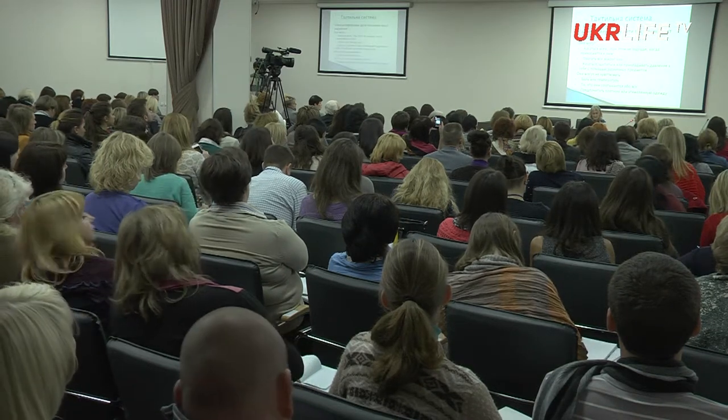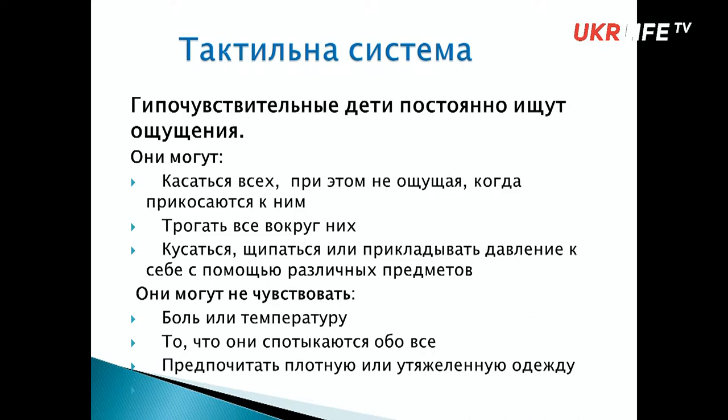Next slide. Under-responsive children crave sensation. They're the child that wants to touch everyone, but they're not aware of being touched themselves. They touch everything, and some still put things in their mouths.